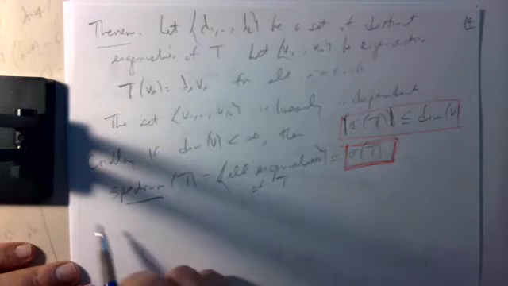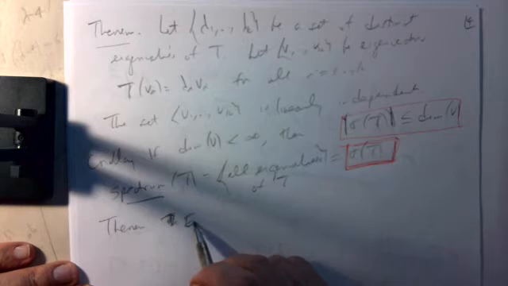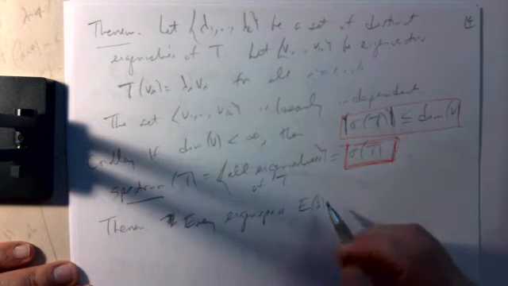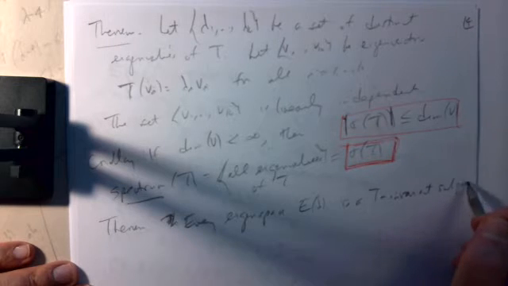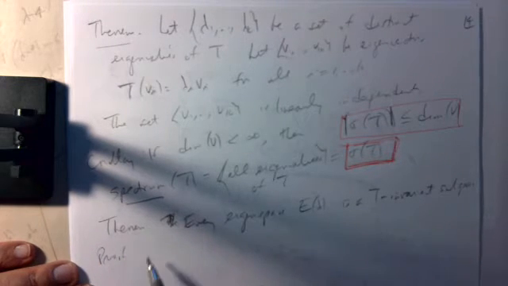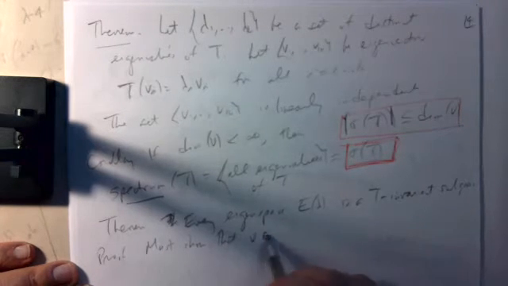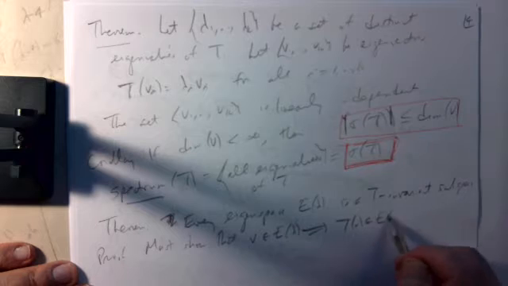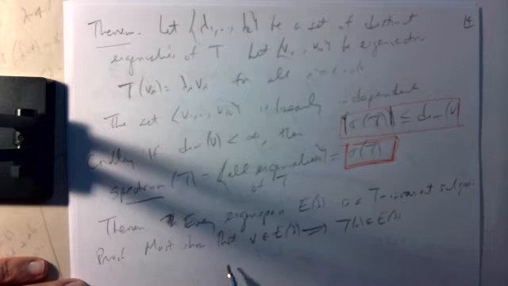One other remark is the following. Every eigenspace E of lambda is a T invariant subspace. What does that mean? We must show that if V is a vector in the eigenspace, then T of V is also in the eigenspace. T can move these eigenvectors around, but it can't move them out of the eigenspace. And the proof is really just one line.